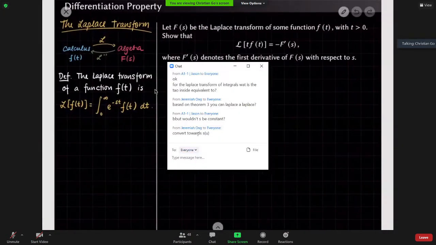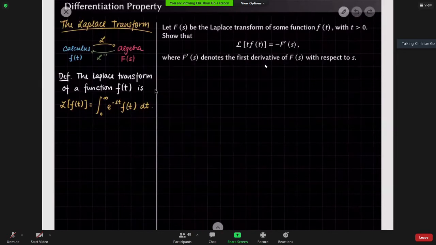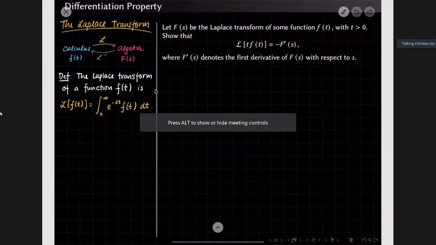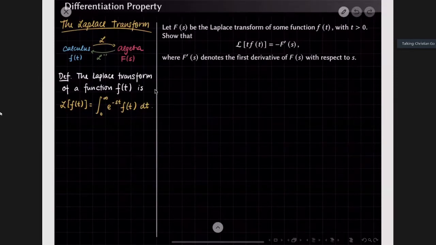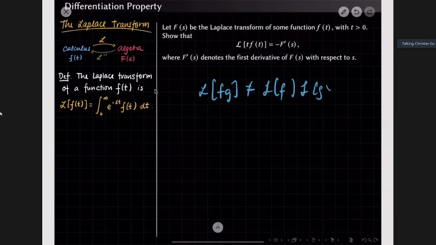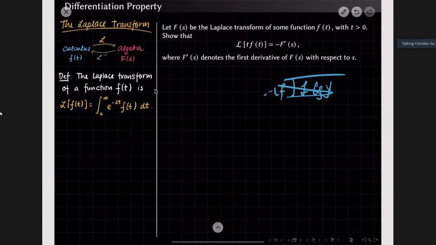All right, fun problem for today. This should ideally help you out if you see a weird product and you don't have it on your list. If F(s) is the Laplace transform of some function f(t), show that the Laplace transform of the product t times f(t)... We told you earlier that the Laplace of f times g is not equal to the Laplace of f times the Laplace of g. Do not do this. But in this case, I'm saying that if I have a product between t and f(t), convert towards s. That's just going to be the derivative of big F with respect to s, up to a sign change. I'm going to show you how to do this.